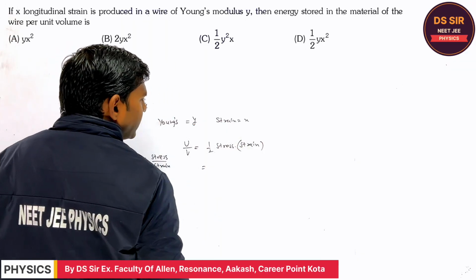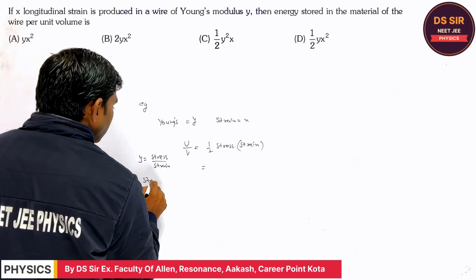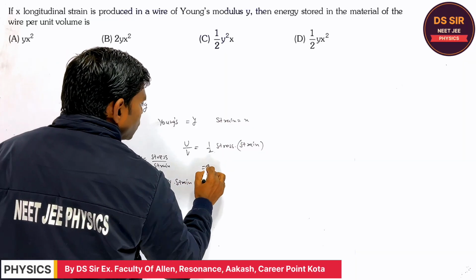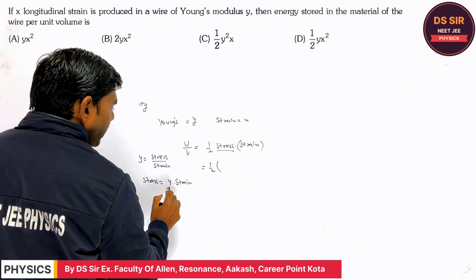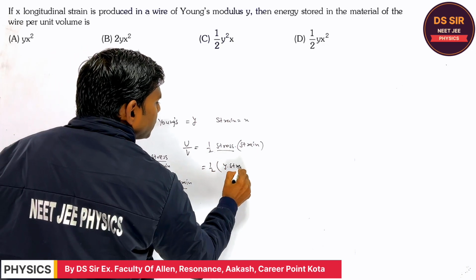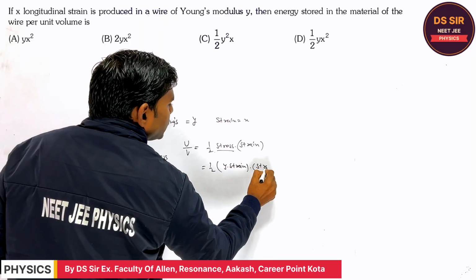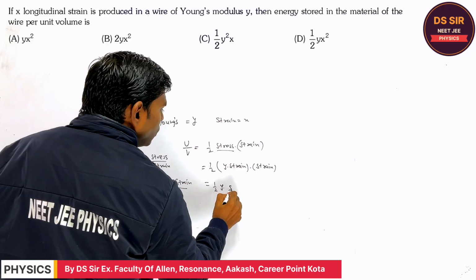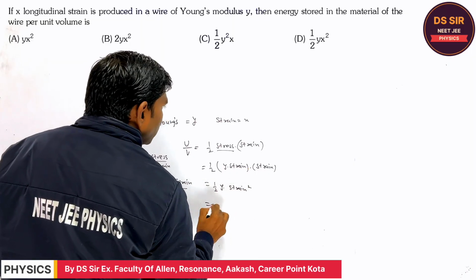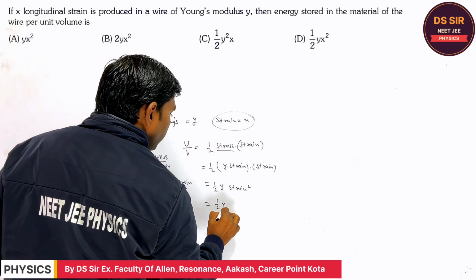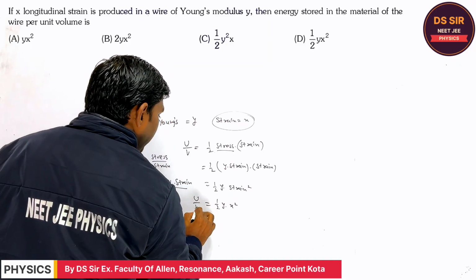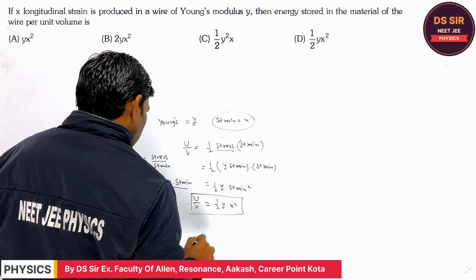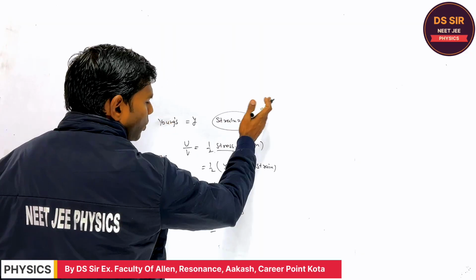The strain is given as x. So in place of stress, what will you write? Y into strain, right? So 1 by 2, in place of stress, I will put Y into strain, and this is equal to strain. So the answer is 1 by 2 Y into strain square. The strain is nothing but x, so 1 by 2 Y x square. This is the energy density, or you can say energy per unit volume. So the D option is the correct option, right?